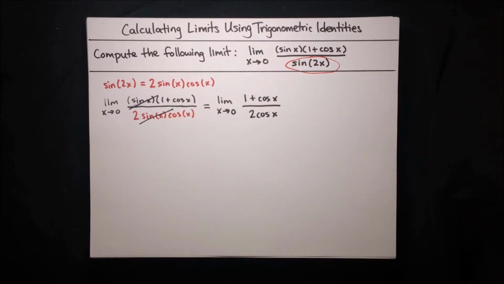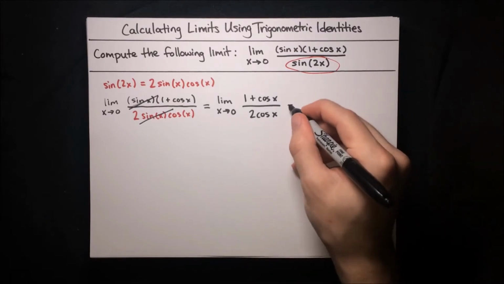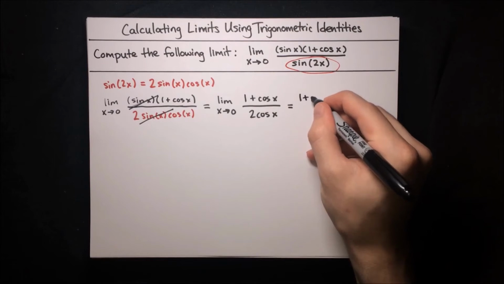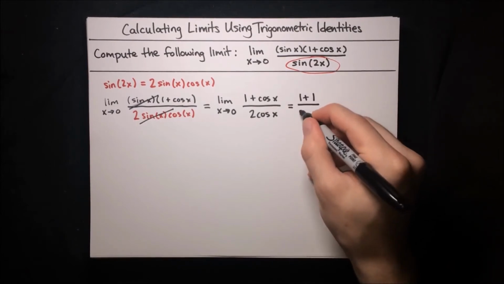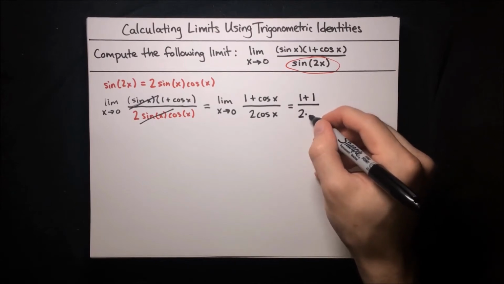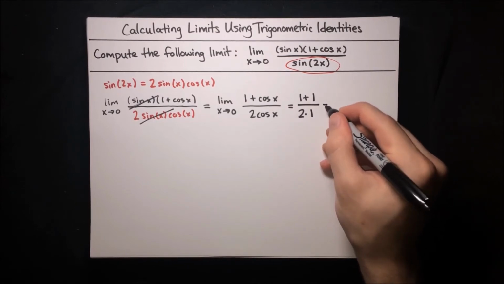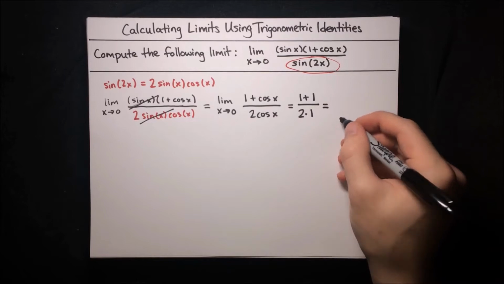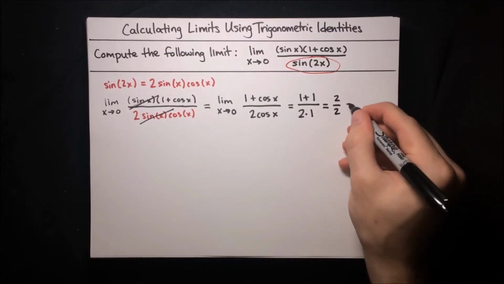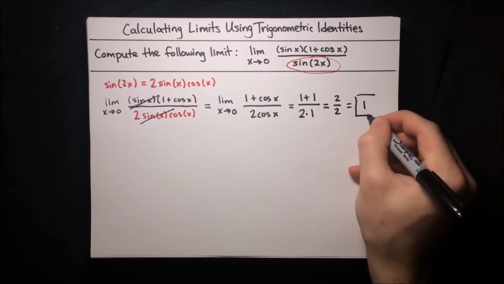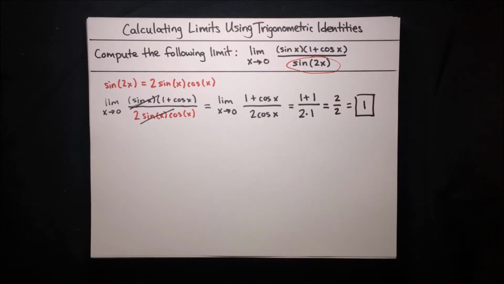And hey, since the sine terms are gone, the limit's not going to go to 0 over 0. We can just directly substitute into the limit, get 1 plus cosine 0. Cosine 0 is just 1. And then that's over 2 times cosine 0, which is just 1. So 1 plus 1 over 2 times 1, that's really just 2 over 2, which is equal to 1. So there we go. That's the limit. The limit is just equal to 1.